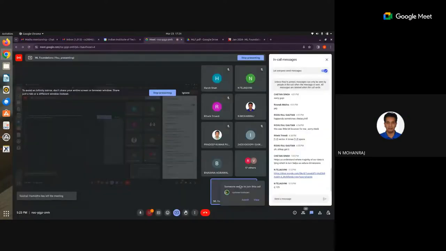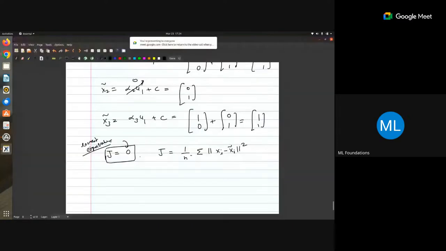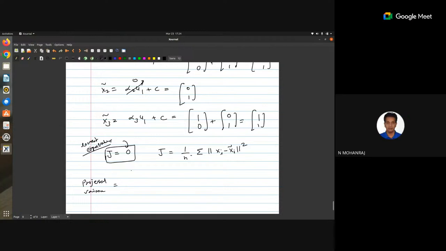I see. How to calculate it, sir? Yeah, I'm going to show that. Somebody was waiting, so I just. What about projected variance? Okay, I just need to check the formula. This is a problem from PCA, right?